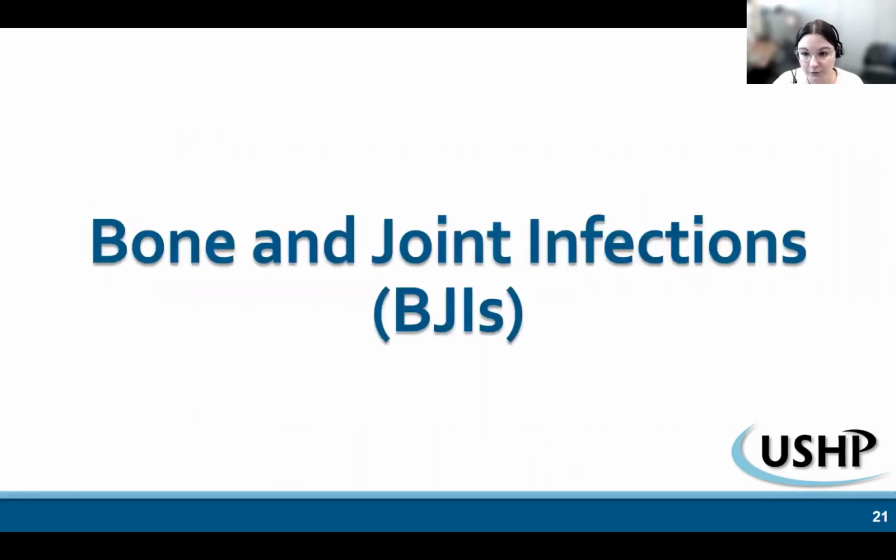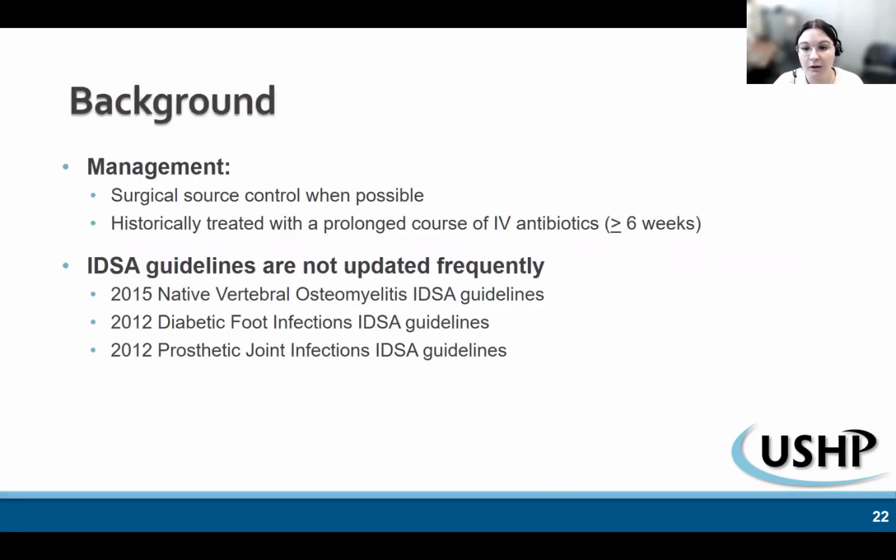The first category of infections we'll be covering today is the bone and joint infections. Overall, management for bone and joint infections includes surgical source control when possible, and historically has been treated with a prolonged course of IV antibiotics, typically at least 6 weeks of therapy. We do have IDSA guidelines for native vertebral osteomyelitis, diabetic foot infections, which include diabetic foot osteomyelitis, and prosthetic joint infections.